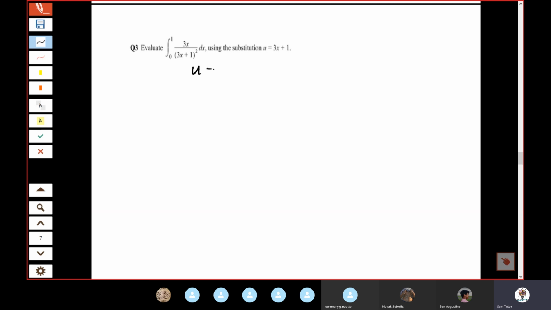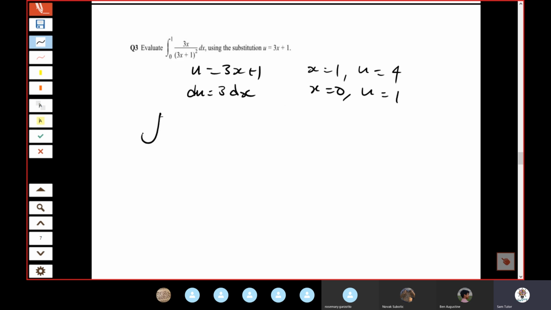Let's do it. So, u equals 3x plus 1, du equals 3 dx. When x equals 1, u equals 3 times 1, 3 plus 1, 4. When x equals 0, u equals 3 times 0 is 0, plus 1 is 1. So our new limits are 4 and 1. This time we actually have 3 dx, so this 3 and this dx is going to get replaced for du.